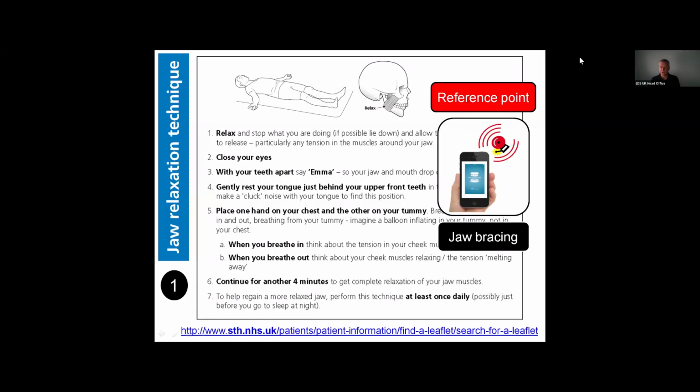Then what you can do is, in addition to checking your jaw rest position of teeth apart and tongue up, you can also check for any muscle tension in your jaw, otherwise known as jaw bracing.